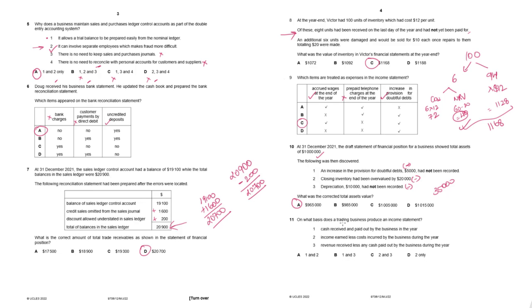On what basis does a trading business produce an income statement? Cash received and paid out by the business in the year? No, because they don't follow cash accounting, they follow accruals accounting. Income earned less cost incurred by the business during the year? Yes, that's the correct statement. Revenue received less any cash paid out by the business? It is not correct. The difference between the second and third is that in the third one they are saying revenue that is received and cash paid. Again, they are focusing on the cash part. So the correct statement is 2, and our correct option becomes D.